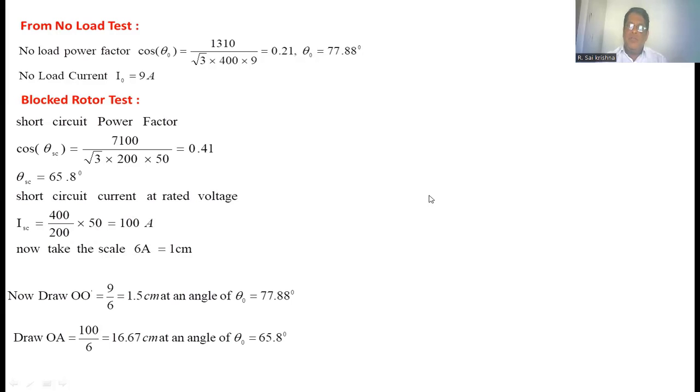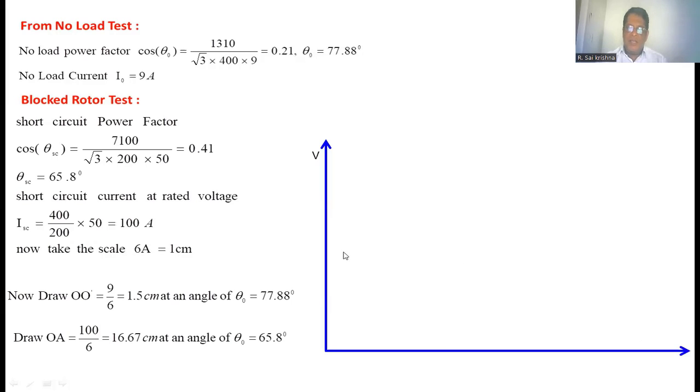Now we take the x-axis and the y-axis. We already know the no load current, which is 1.5 centimeters. First you have to draw this, O dash, the no load current, with length equal to 1.5 centimeters. From the vertical axis, this angle equals 77.88 degrees. Now from the tip of I naught, you draw a horizontal line parallel to the x-axis. This length represents the fixed losses in an induction motor.